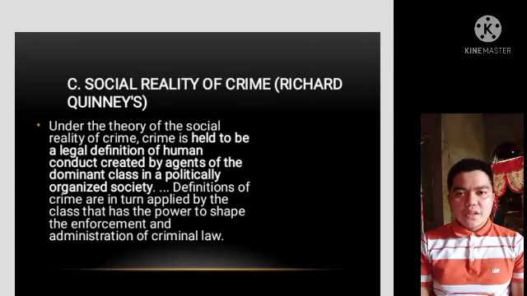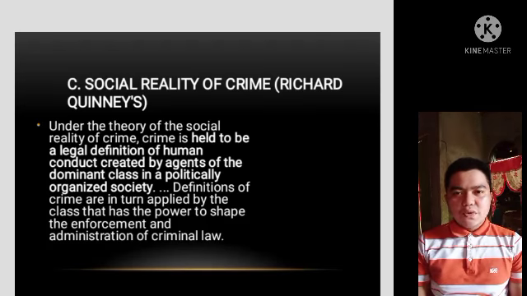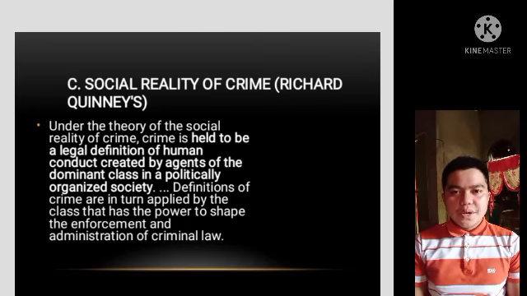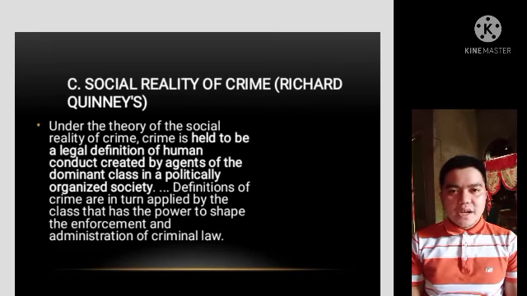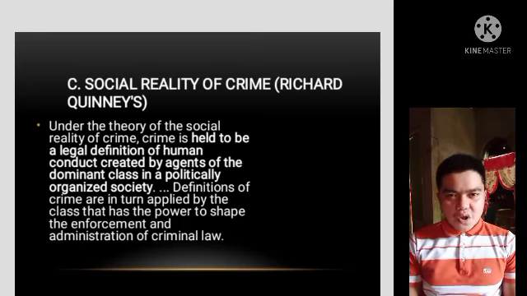Social reality of crime, Richard Quinney. Under the theory of the social reality of crime, crime is held to be a legal definition of human conduct created by agents of the dominant class in a politically organized society. Definitions of crime are in turn applied by the class that has the power to shape the enforcement and administration of criminal law.